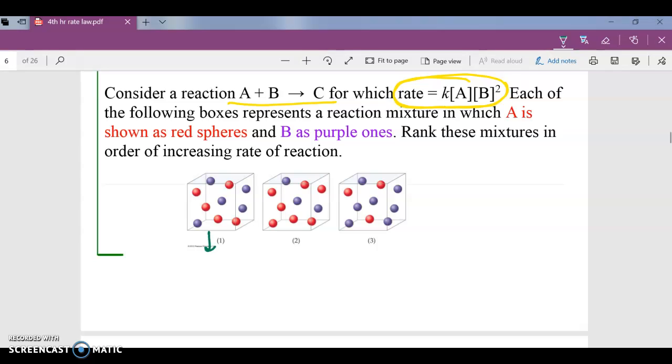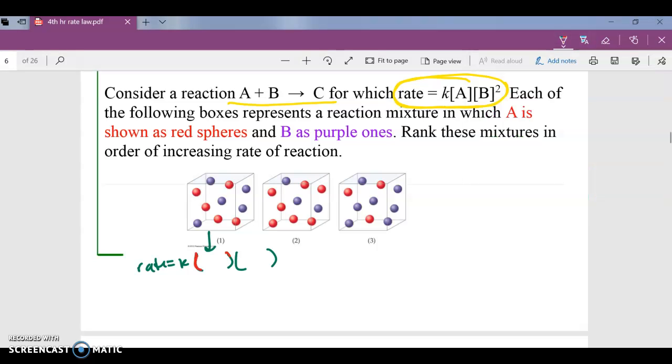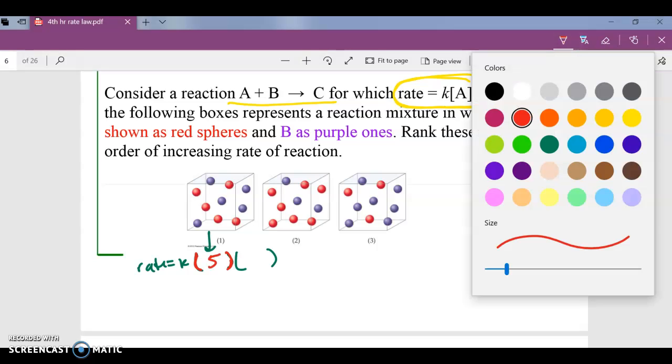So I'm actually going to plug in values. Rate equals K. Remember, K is called a rate constant, and we'll get to this part. I'm going to times it by A and B. Now in this case, my A is the red stuff. So I have 1, 2, 3, 4, 5. 5. My B is the purple stuff.